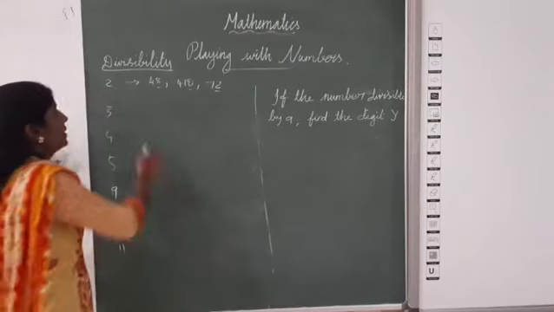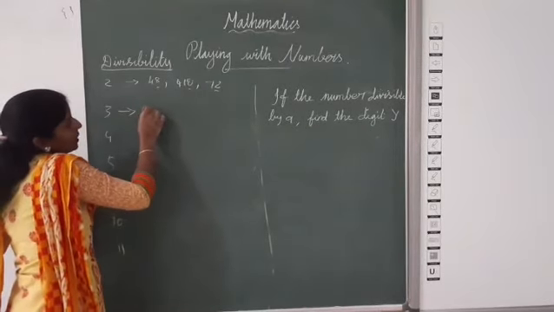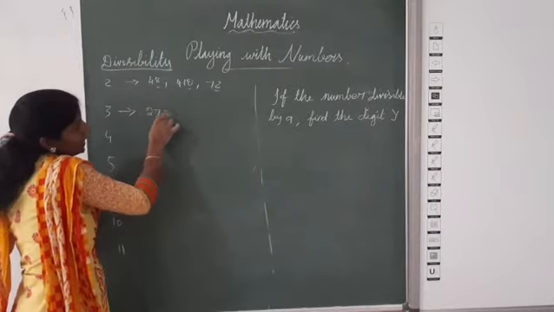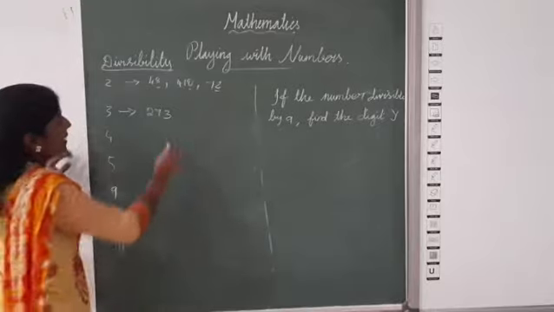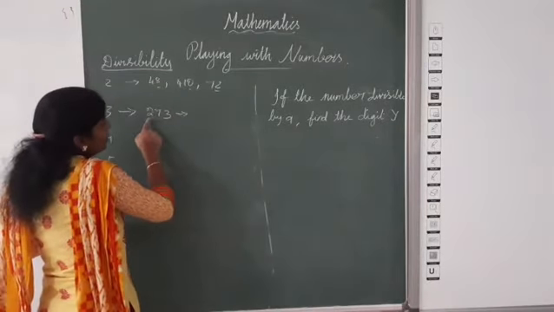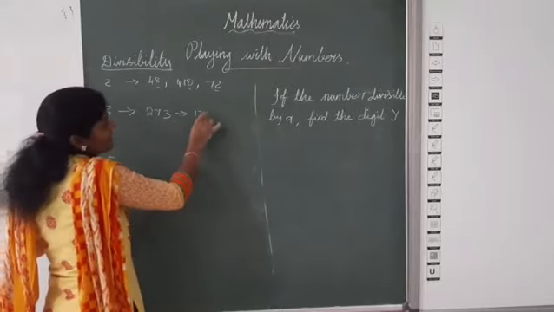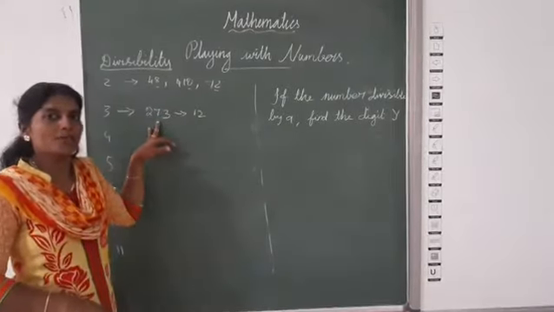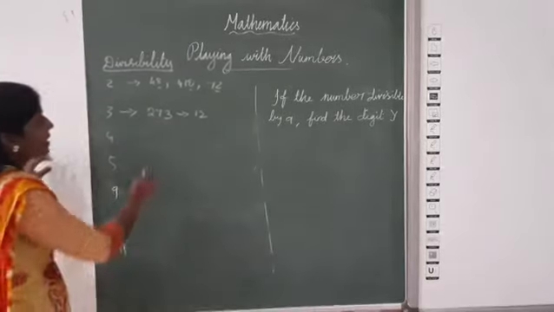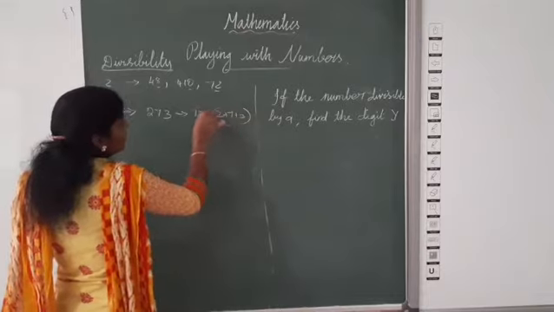Now, divisible by 3 means, suppose we have 273. This is divisible by 3. How can we check? We can add the digits, the sum of the digits. 2 plus 7, 9. 9 plus 3, 12. 12 is divisible by 3. So we can say 273 is also divisible by 3. Sum of the digits: 2 plus 7 plus 3 is equal to 12.